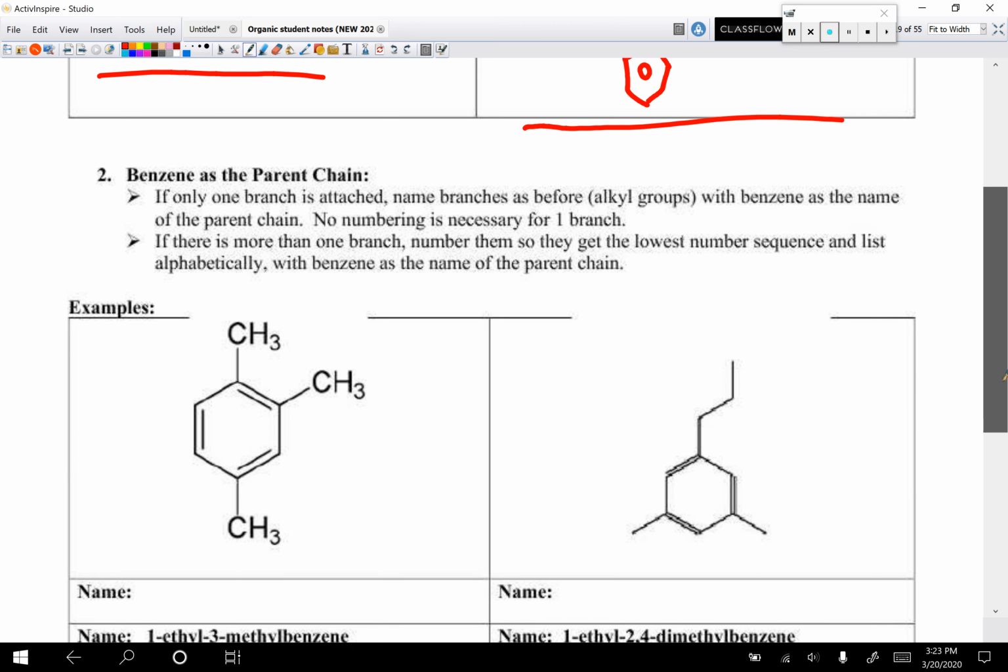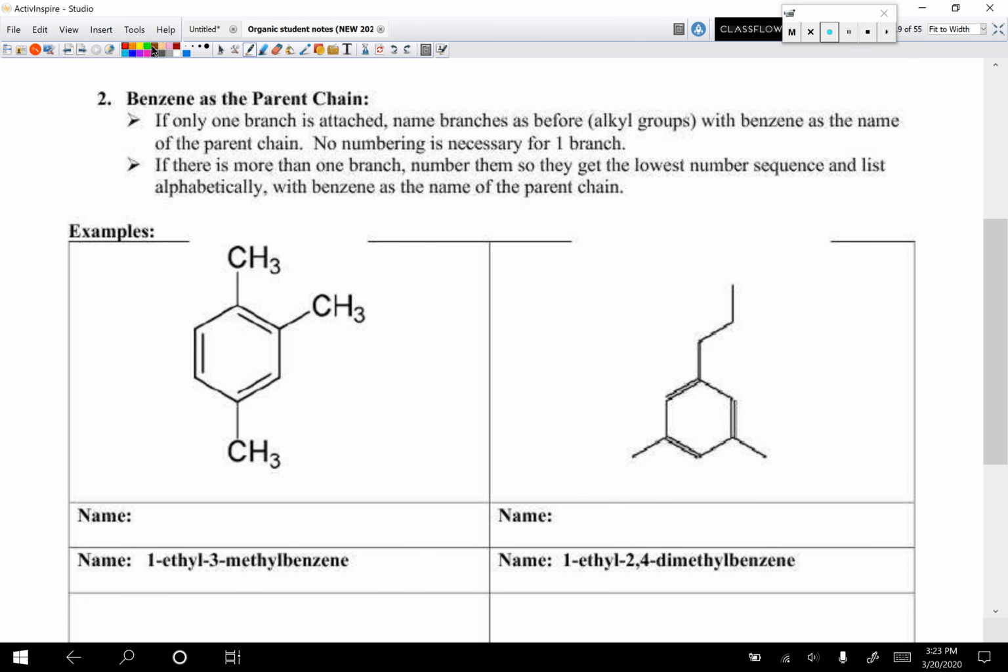Now, benzene as the parent. So this is the other option for benzene. It's not a branch, it's a parent. Basically, it only has one branch attached. So if one branch is attached, name the branches as before, like alkyls, with benzene as the name of the parent chain. No number is necessary for one branch, just like our cycloalkanes.